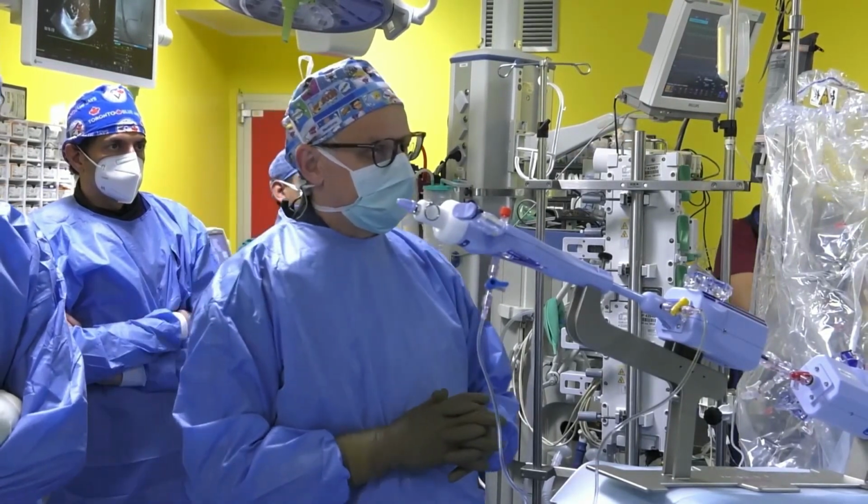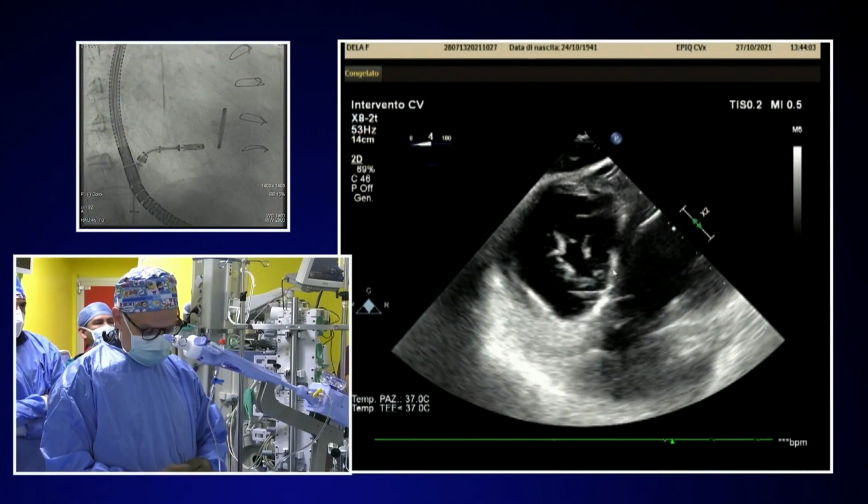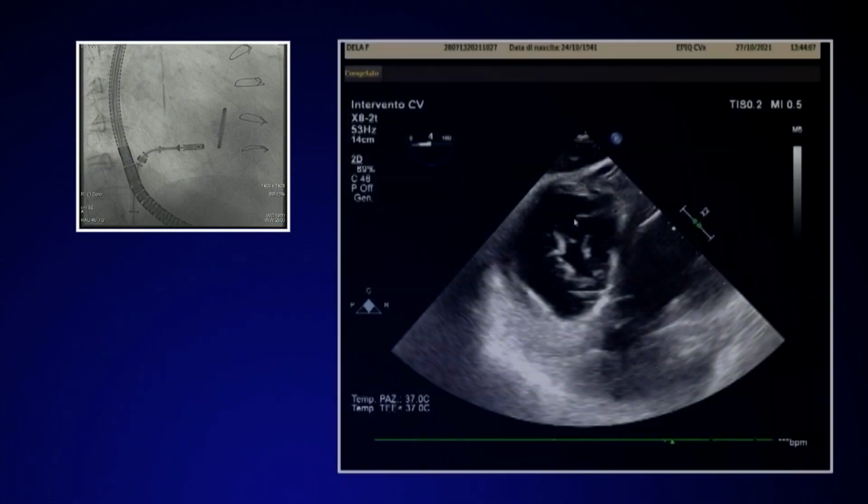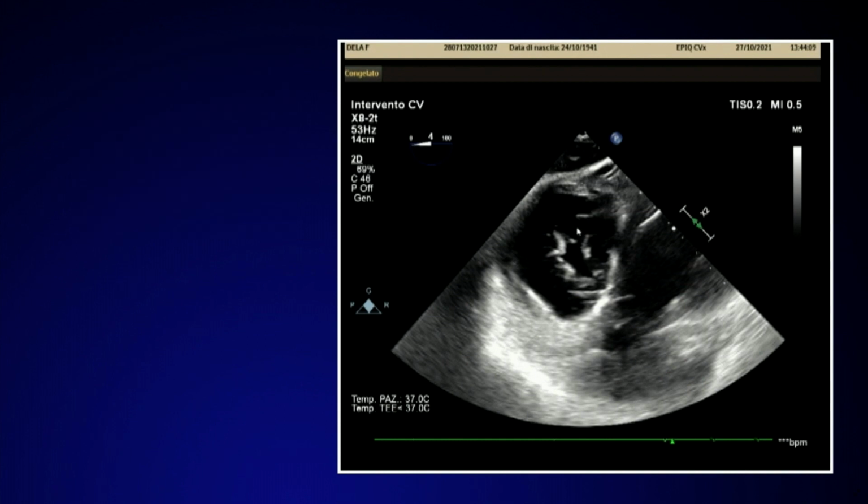Okay, thank you, Francesco. Let me describe the anatomical features of this tricuspid valve. This valve has four leaflets: posterior, septal, anterior, and another portion of the anterior leaflet that is separated by a cleft.